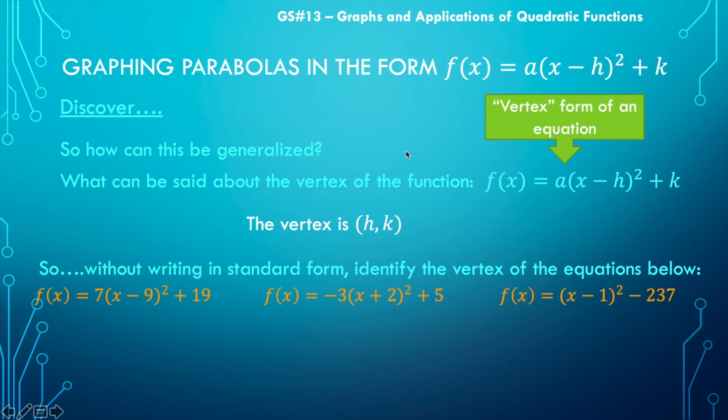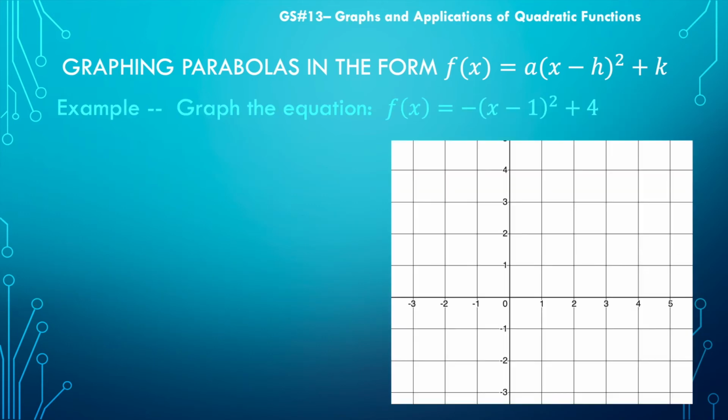Can you find the vertex of this first one? Hopefully you said the coordinate (9, 19). How about the second one? Well, I hope that you said (-2, 5). And the last one should be (1, -237). Okay, and so the whole reason why we are doing this is to save ourselves some headache when it comes to graphing. All right, so now that preps us to graph this parabola, building on what we already did.